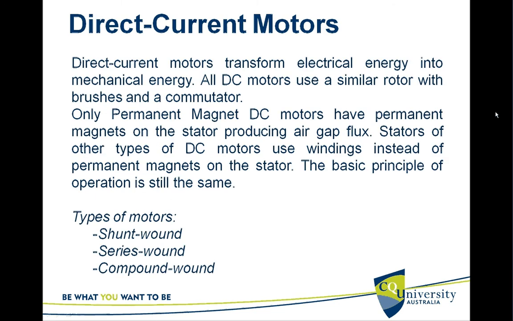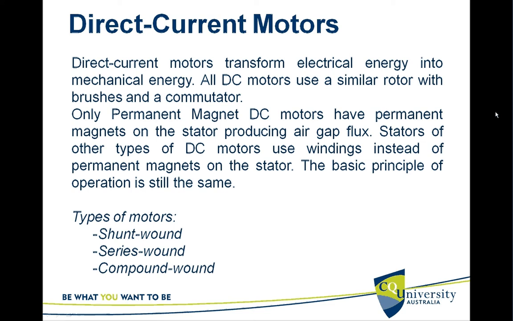So let's move on. Now, direct current motors, the main purpose is to transform electrical energy into mechanical energy. That's what a motor does. And all DC motors use a similar rotor with brushes and a commutator, which is present in a generator as well.